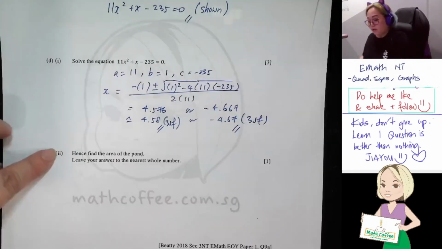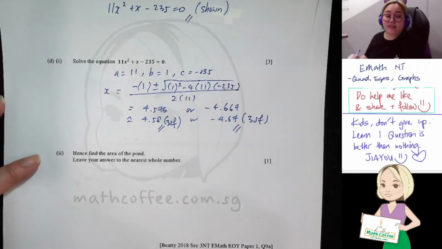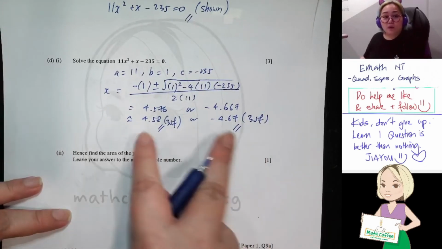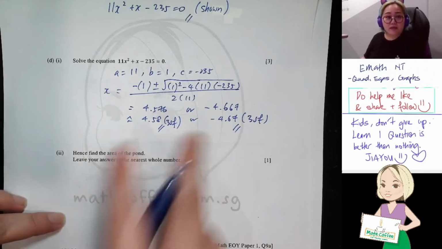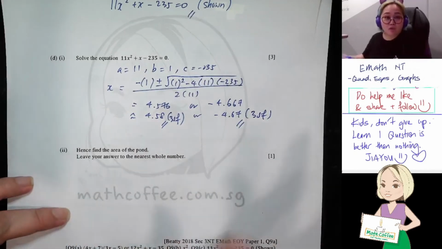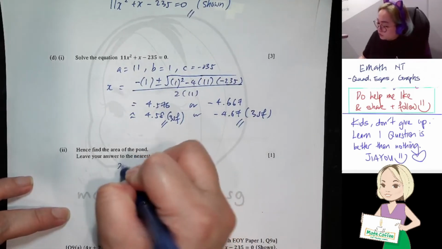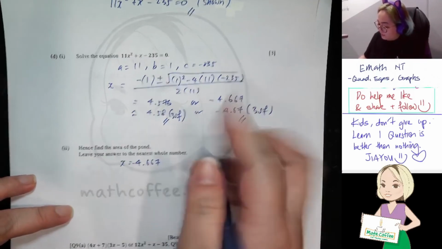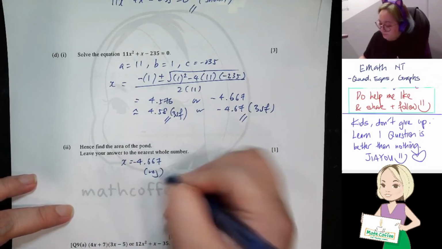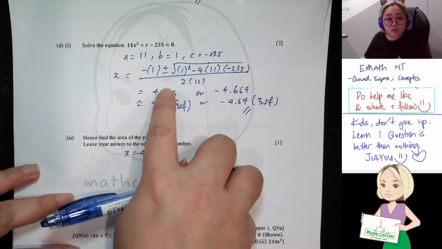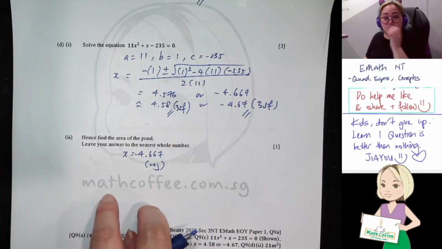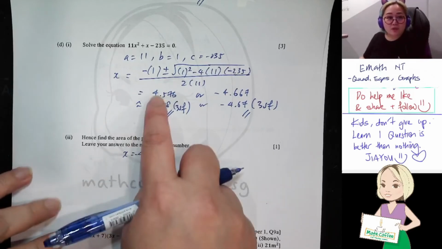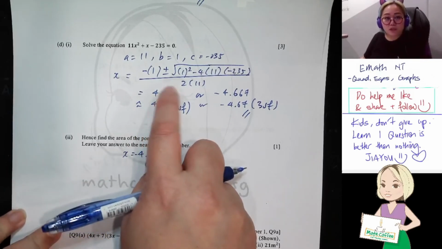Only at the last part over here, when they say hence find the area of the pond, you are supposed to use the x that you solved, right? Then you will tell them that, okay, I'm going to reject one of them. So in this case, you will say x equals 4.667, the negative this side, I will reject, and I'm going to use this one. And whenever you use it in calculation, never use the rounded value. So we're going to use the long number.